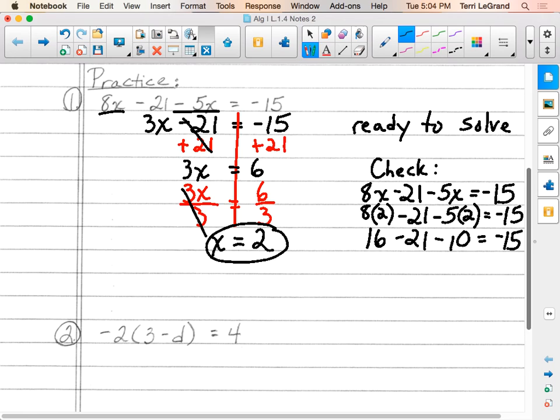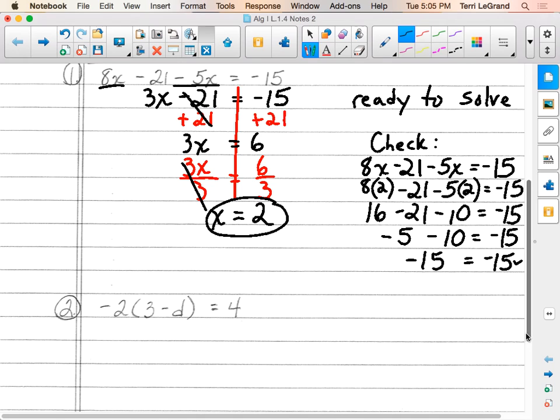And now we will say, okay, 16 take away 21. That just so happens to be negative 5. Bring down our subtract 10 and our equals negative 15. Now we say, what is negative 5 take 10 more away from it? It is negative 15. Bring down our equals, bring down our negative 15, and we can say this problem checks because we got an equality, something that is true. So we're feeling pretty good about our answer.